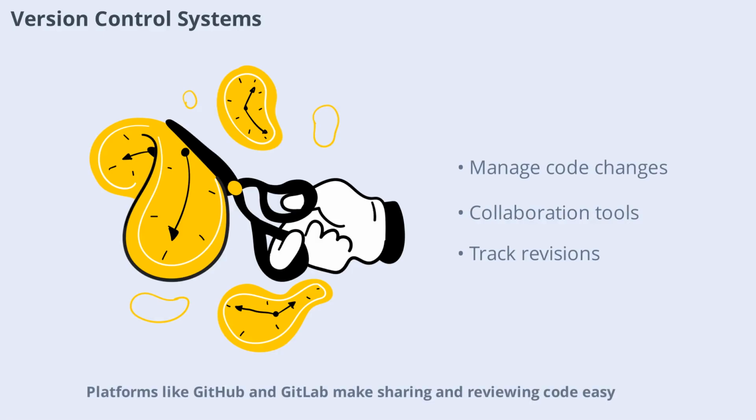Platforms like GitHub and GitLab make sharing and reviewing code easy. Version control is essential for teamwork and project management.